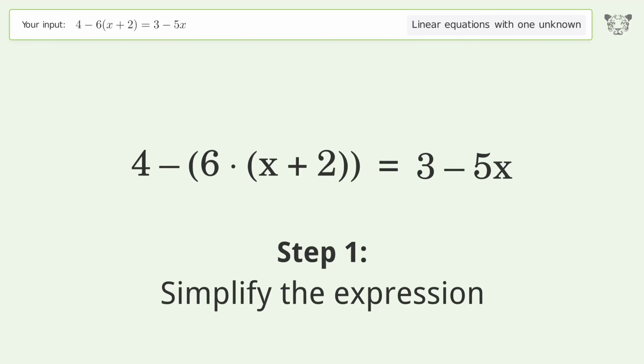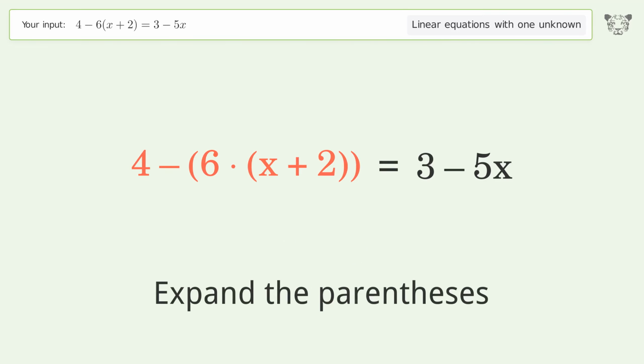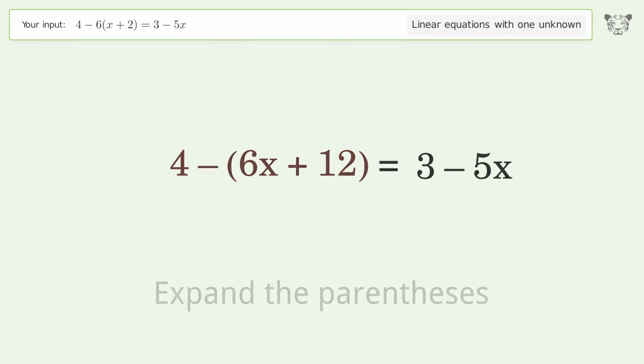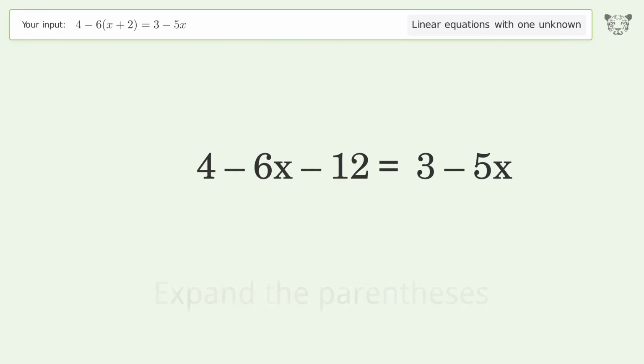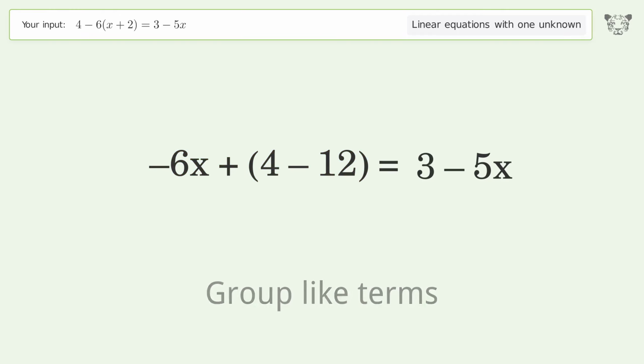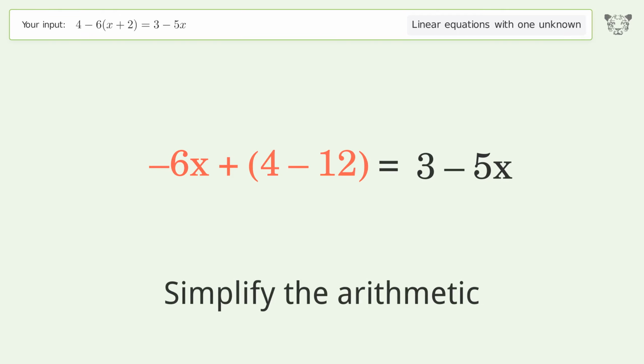Simplify the expression. Expand the parentheses. Simplify the arithmetic. Expand the parentheses. Group like terms. Simplify the arithmetic.